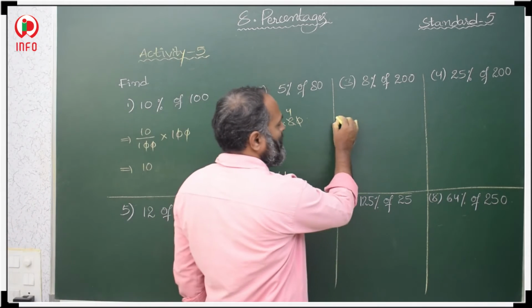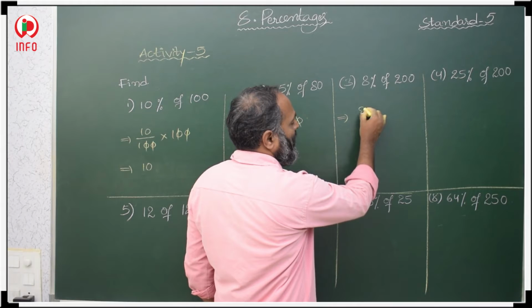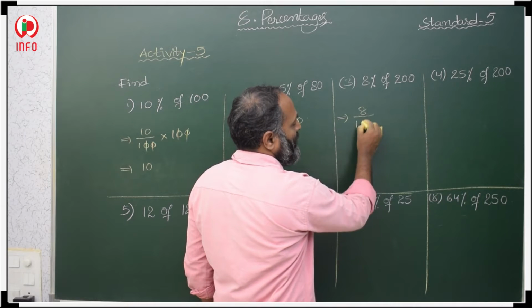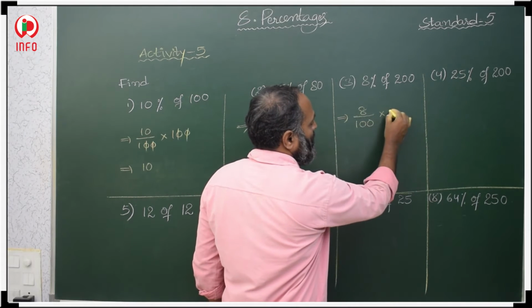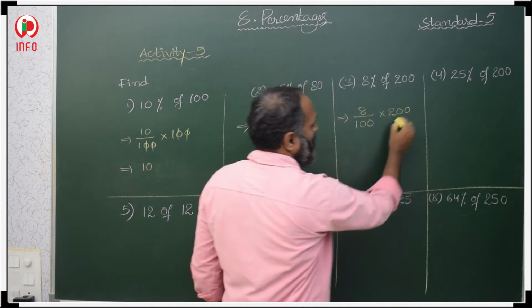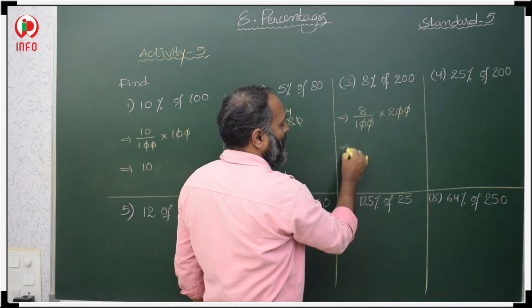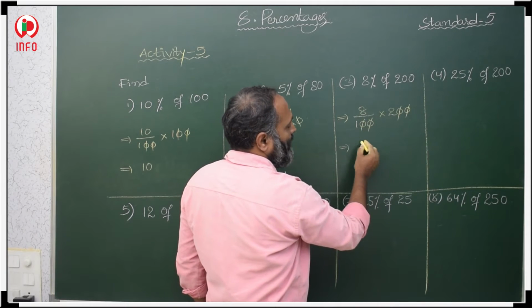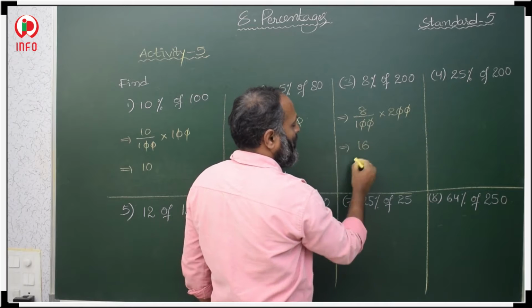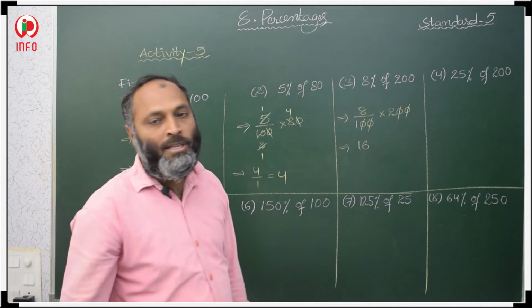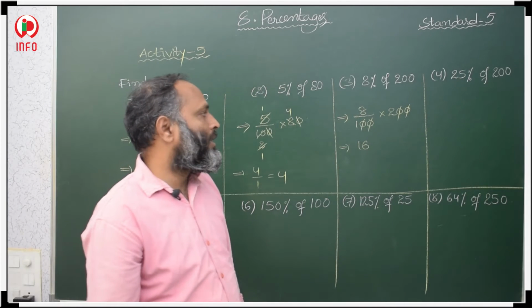Now 8% of 200. It means 8 by 100, given percent by total percent, into 200. The zeros get cancelled. Then 8 into 2 by 1, don't take by 1. 8 twos are 16. Then 8% of 200 is 16.